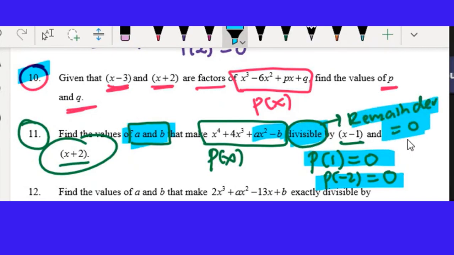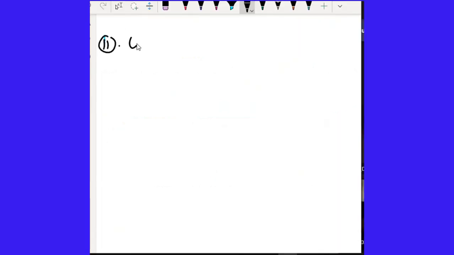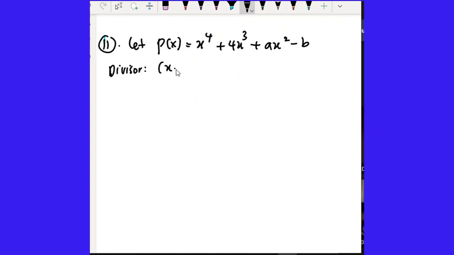Atau factor theorem. Okay, kalau katakan kita namakan dia let P(x) is equal to x power 4 plus 4x cube plus ax squared minus b. Okay, so a divisor dia x minus 1, x plus 2. Okay, find A, B. So kalau you tengok dia punya ni, kita punya konsep of polynomial.